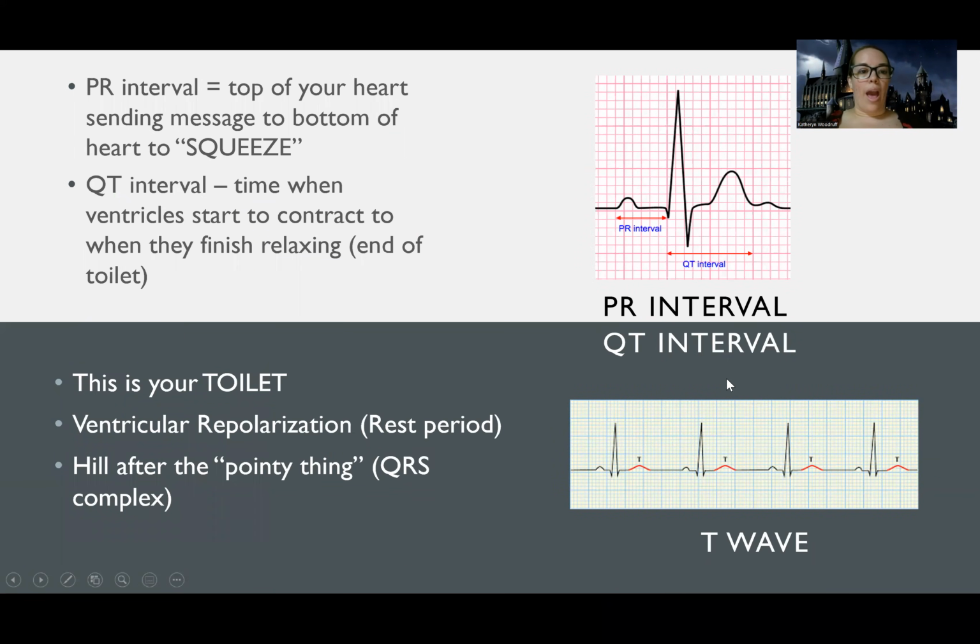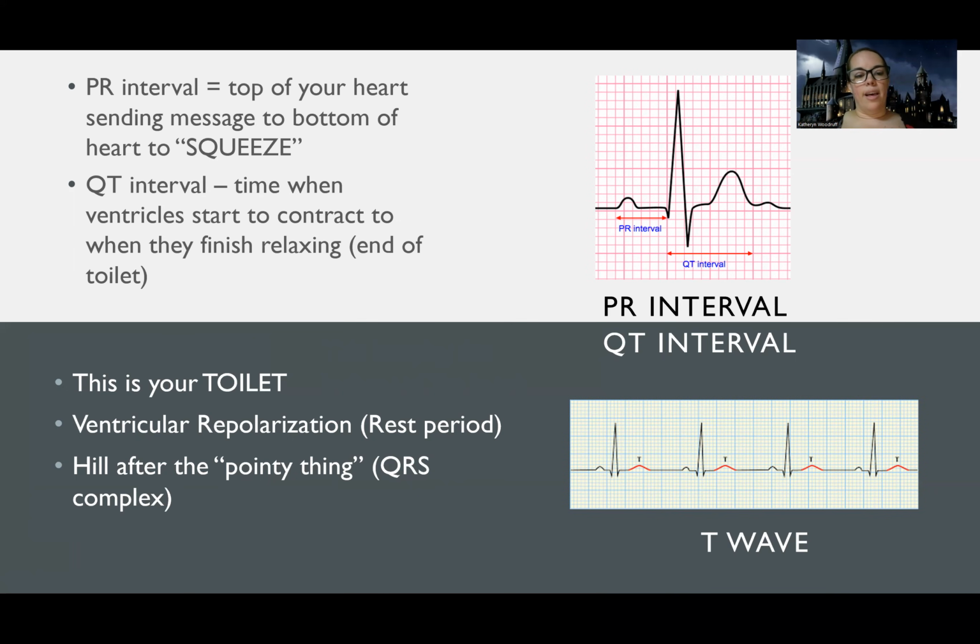Then I'm going to skip the intervals real quick and go to the T wave. Then we have the hill that's after the pointy thing. And again, sometimes the P wave might be taller than the T wave. Sometimes the T wave might be taller than the P wave. Don't get too caught up in it. It's just, is it before or after the pointy thing?